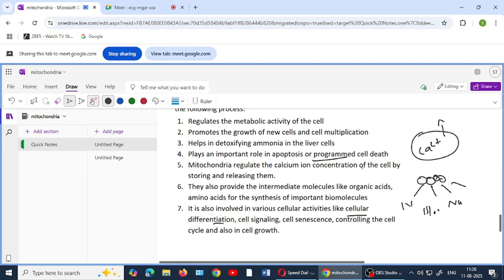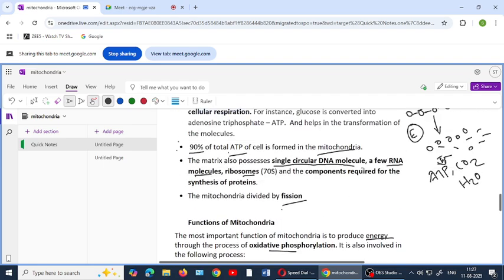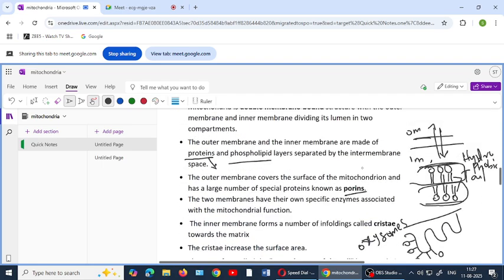And controlling the cell cycle, because cell cycle need more process, that is involved cell division, then only cell growth will happen. So the cell growth, cell cycle, cell division all require lots of energy. This energy mainly provided by whom? Mitochondria. Okay, so these are the main functions of mitochondria. So in contrast, mitochondria is called the powerhouse of cell.